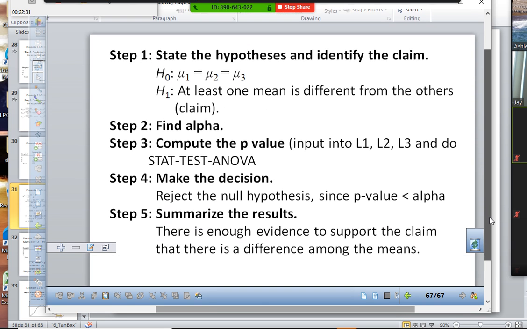So again, here's a summary of the steps real quick. Step 1, H0: mu1 equals mu2 equals mu3, H1: at least one mean is different. Find alpha, compute the p-value, put in L1, L2, and L3, input those, and do stat test ANOVA on those, and then make the decision. Reject the null hypothesis in this case since the p-value is less than alpha. So there is enough evidence to support the claim that there's a difference among the means, or you could have done what I did and make the top one the claim, in which case you'd say reject the claim that they are the same. Either one's okay. I'm not going to be picky about this one.